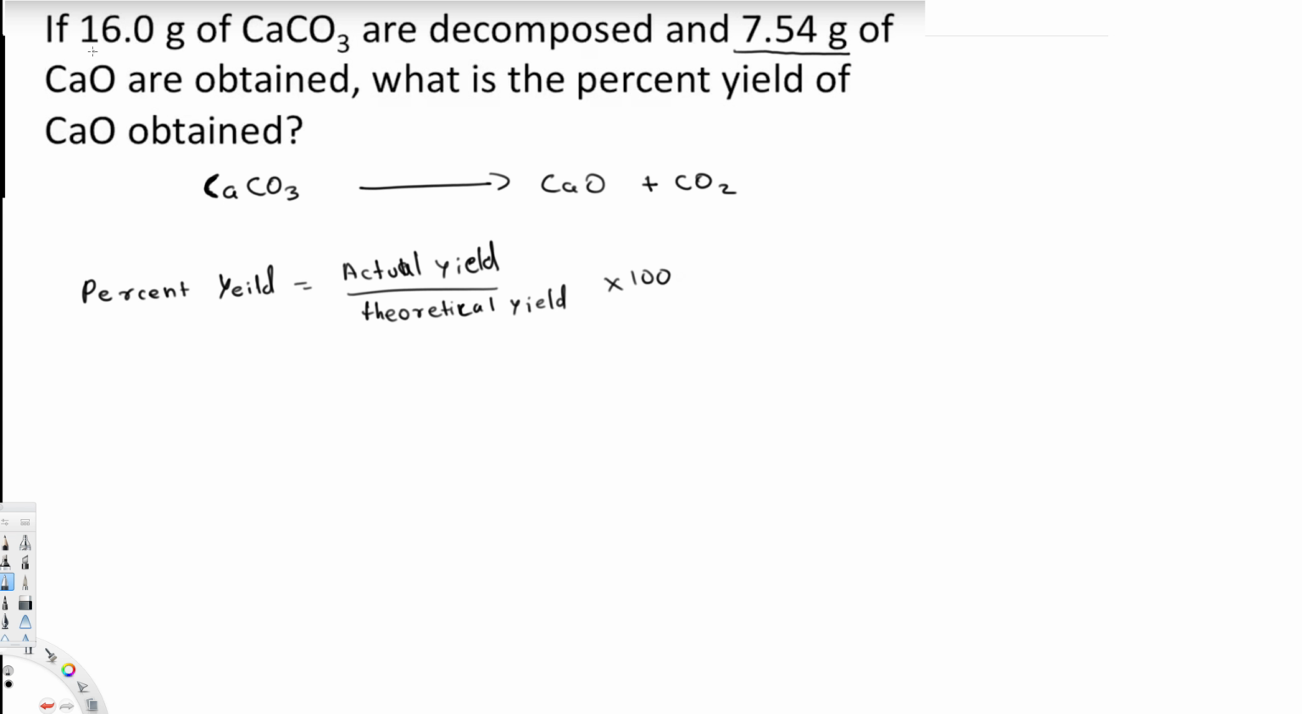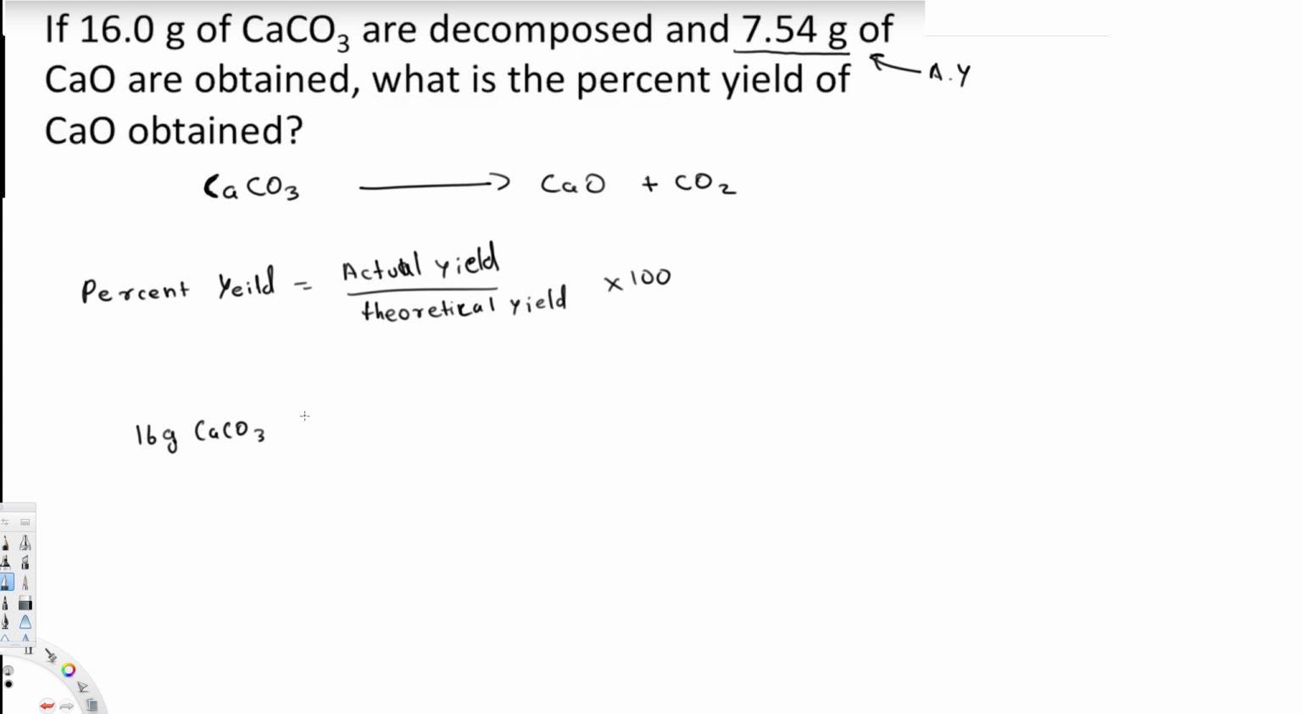So we know the 7.54 grams is the actual yield already. And here we have information about 16 grams of calcium carbonate, so we have to find the theoretical yield. I'm going to use 16 grams of calcium carbonate, and we have to know how much CaO is produced when all of this 16 grams of calcium carbonate is used up, right? When this one finishes, how much will be produced?